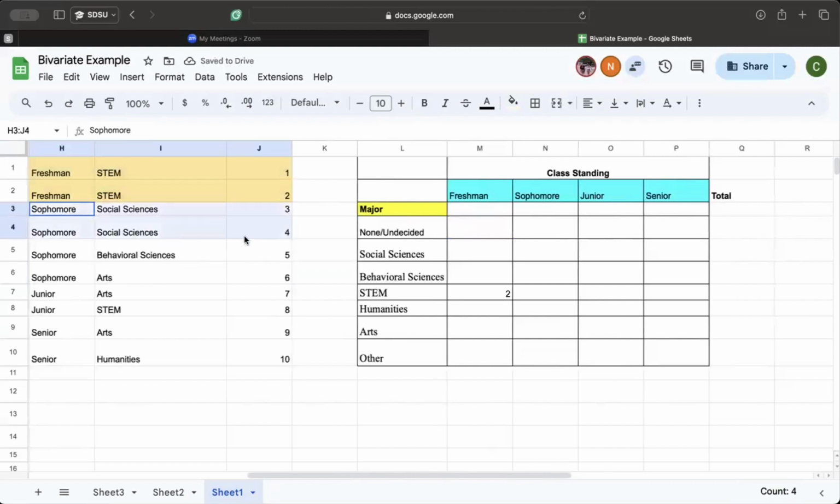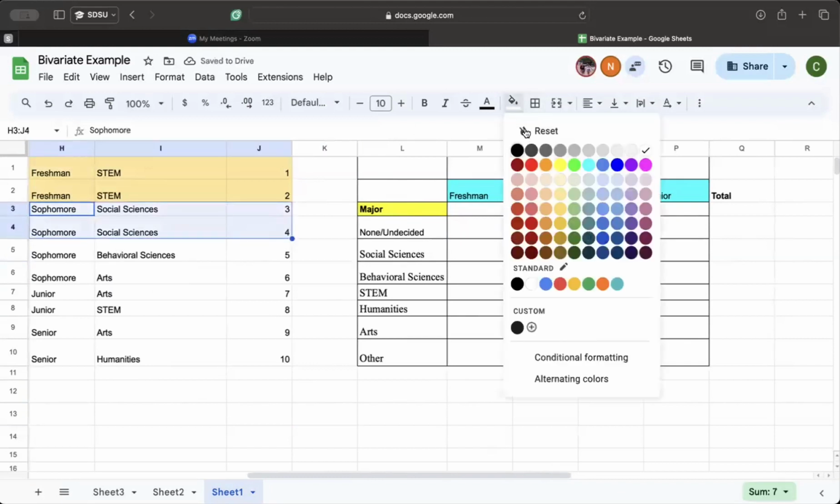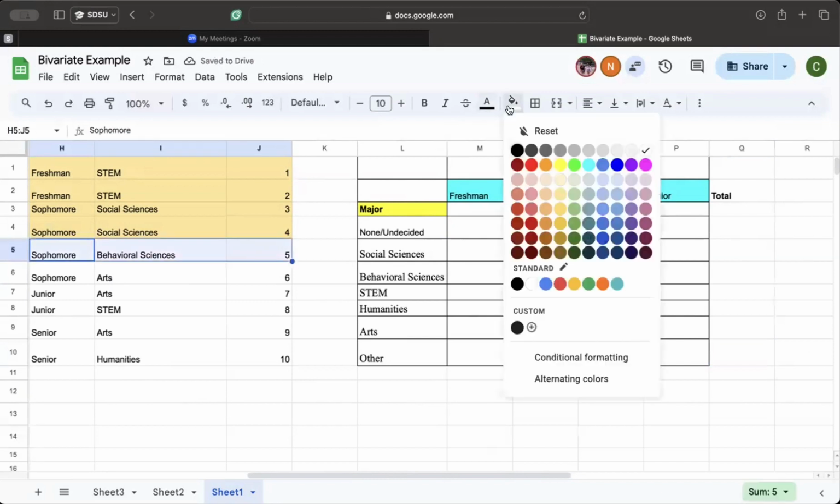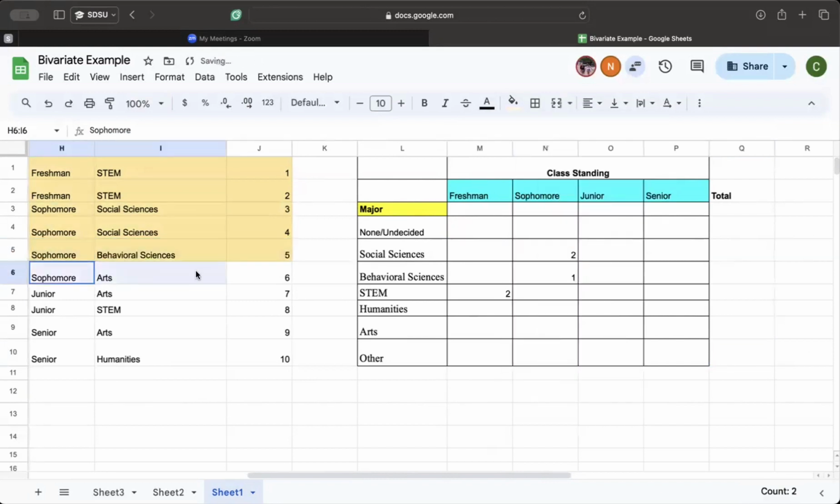All right, so there's 2. Okay, well, there's 2 sophomores who are social sciences. So I'm going to put 2 here. All right, cool. So that helps with that. All right, sophomore, that's behavioral sciences. All right, so that's that. All right. Sophomore, that's arts. Okay, so that's there.